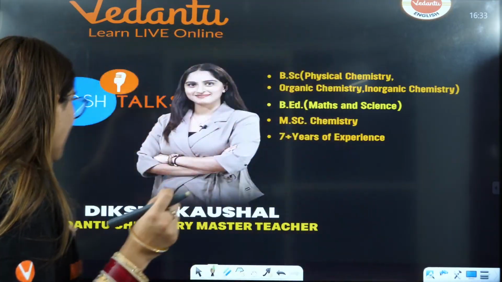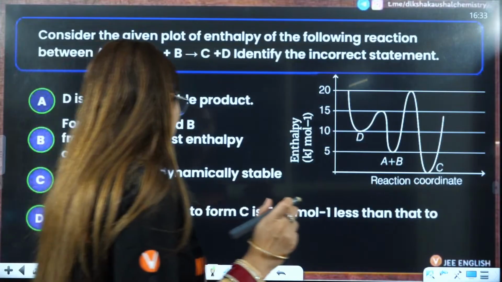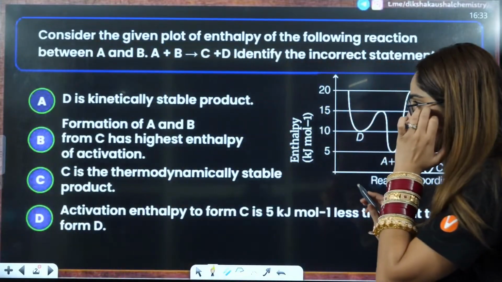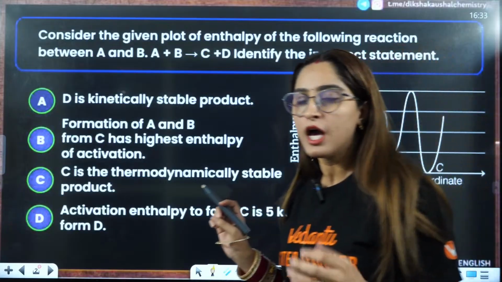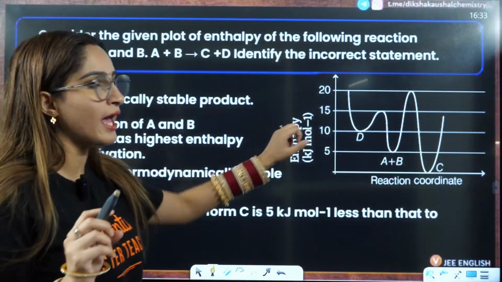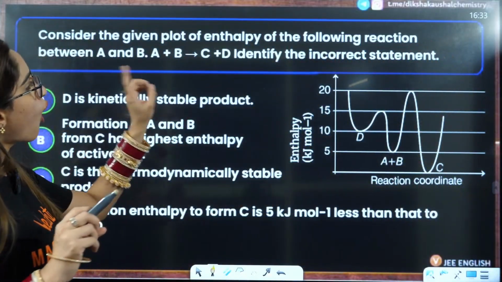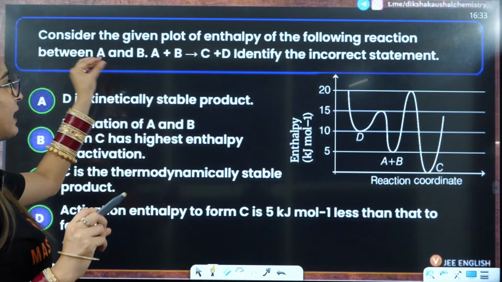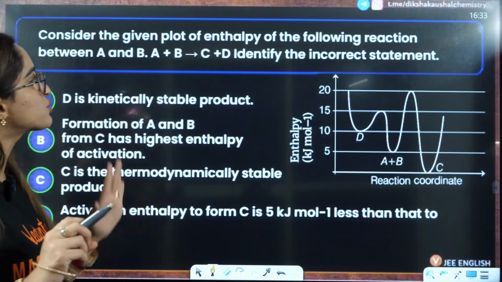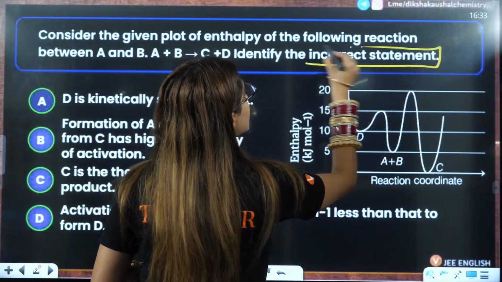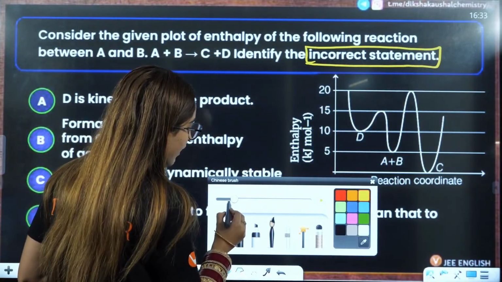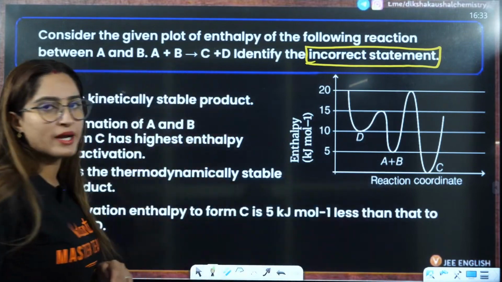Starting with the first question on your screen, let us see. Consider the given plot of enthalpy, of the following reaction between A and B. A and B give rise to C plus D. Identify the incorrect statement. Now they are asking you to identify the incorrect statement here.